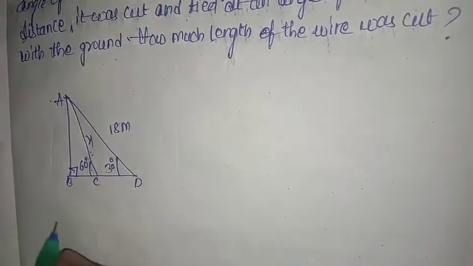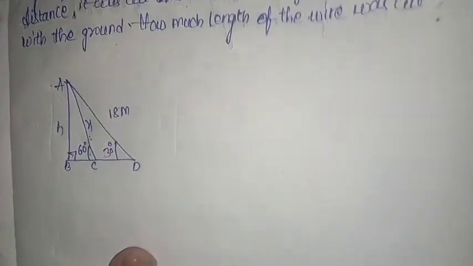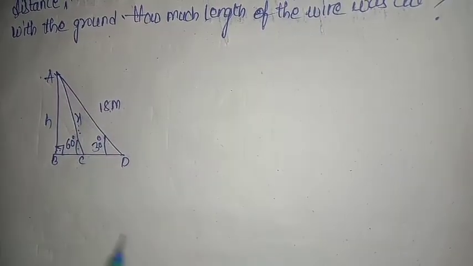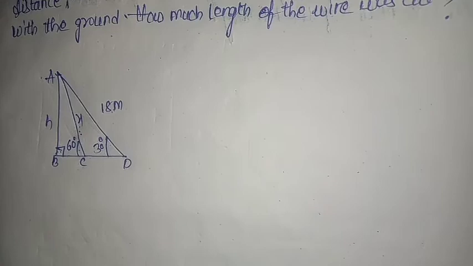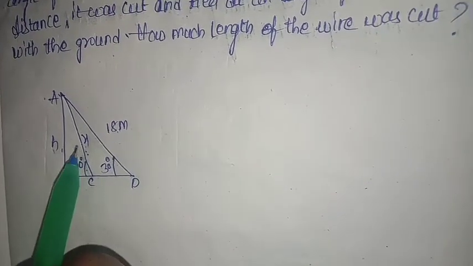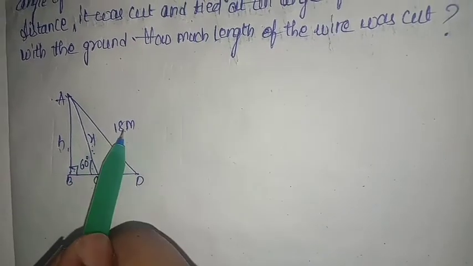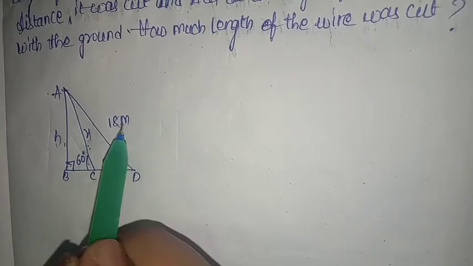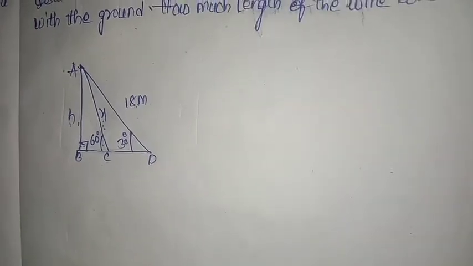First we have to think of the height. Now we want x and we have 18 meters. We don't have the adjacent side or the opposite side, so we take sine, because we get the opposite side and the hypotenuse. Opposite side by hypotenuse is sine. So in this problem we mainly take sine.